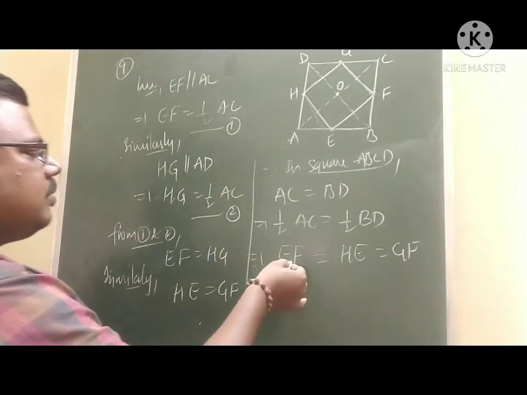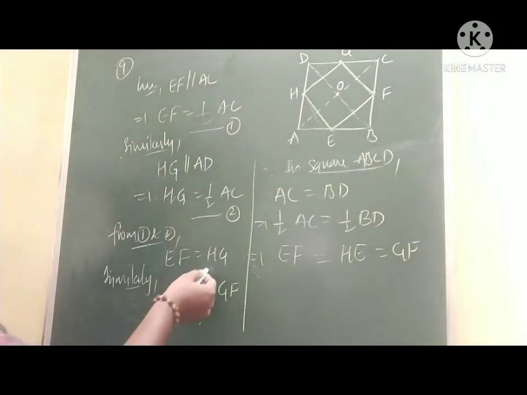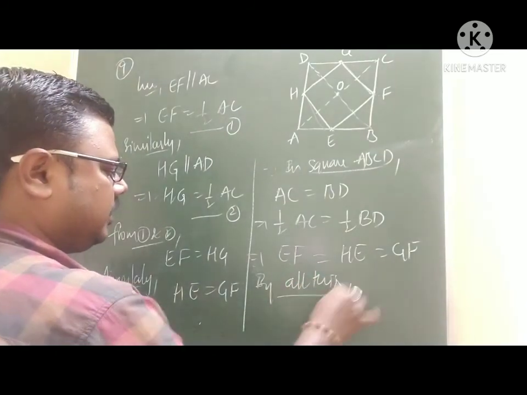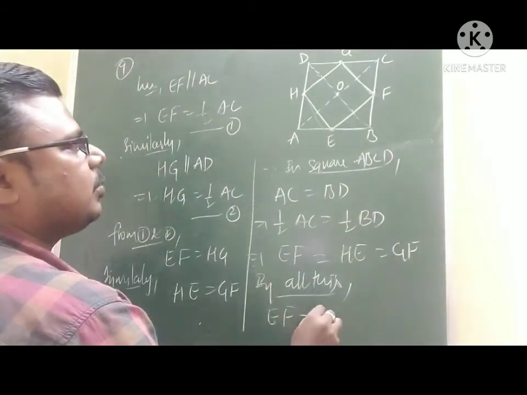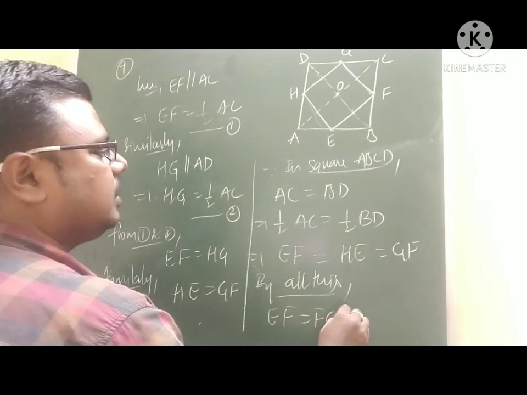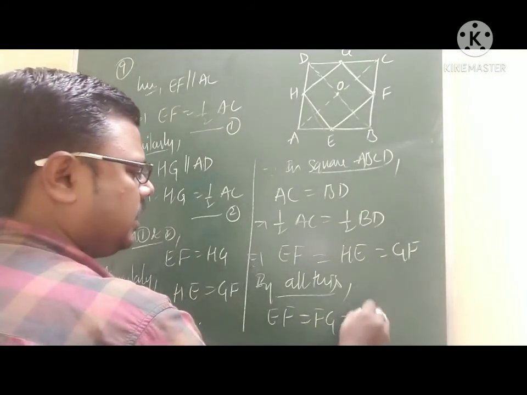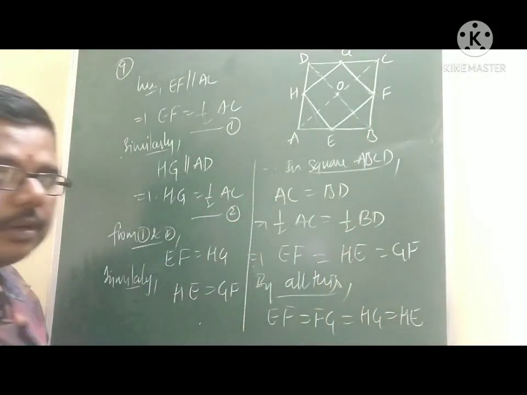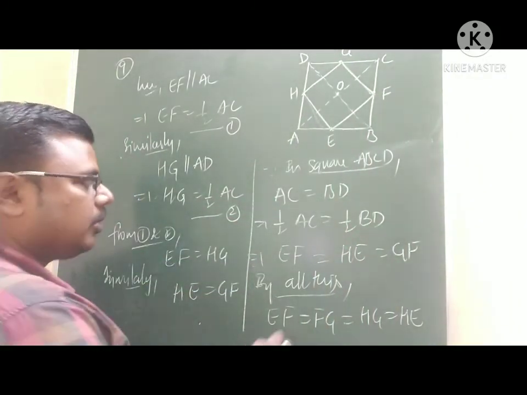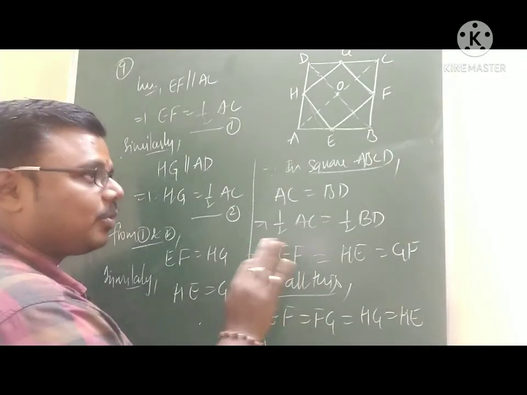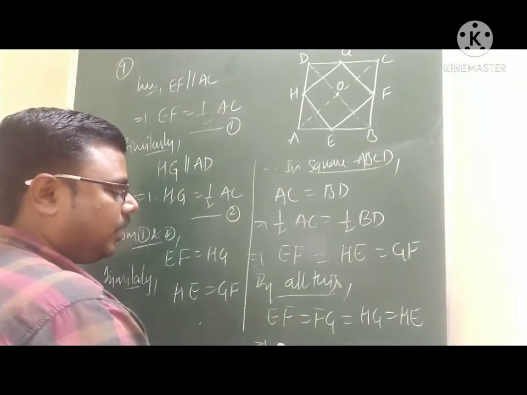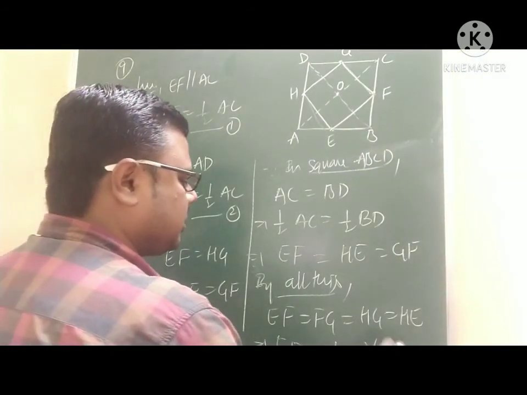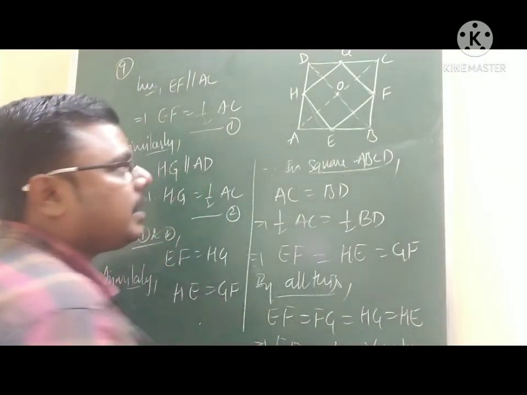Already EF is equal to HG. So by all this we got EF is equal to FG is equal to GH is equal to HE. So all the four sides become equal. Now what type of quadrilateral did you get? You got a rhombus, not a square as of now. So we got EFGH as a rhombus.